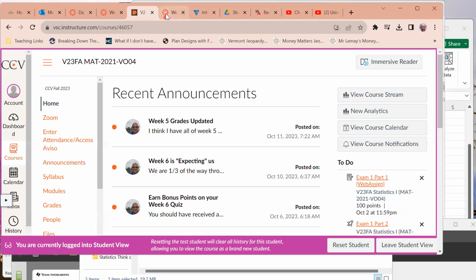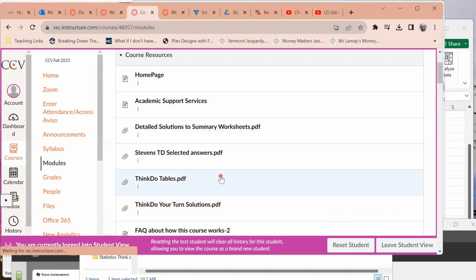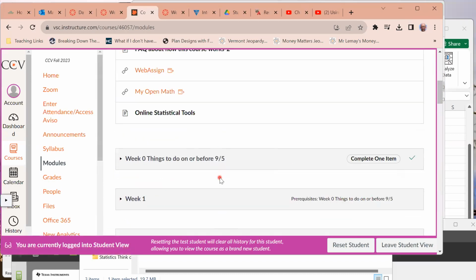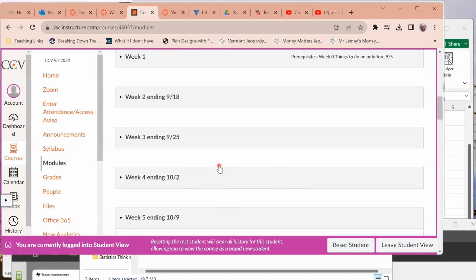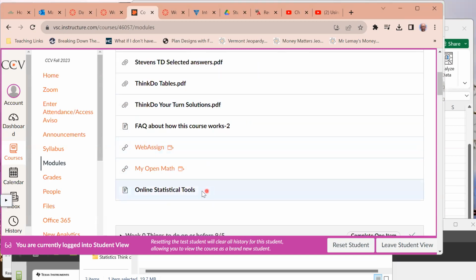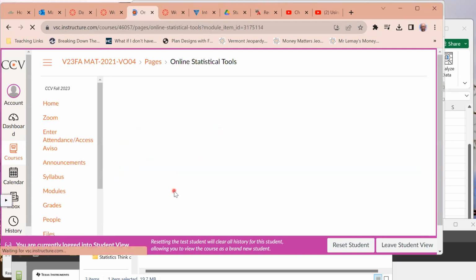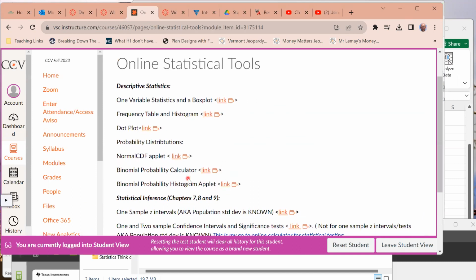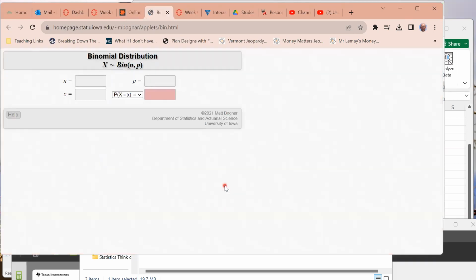go to here. I'm going to show you in Canvas the thing I'm talking about. If we go to modules, and this is where that GigaCalc calculator is too. It's under course resources, online statistical tools, and the GigaCalc calculator is this one you want. I'm momentarily going to show you this one to talk about why that test is important.